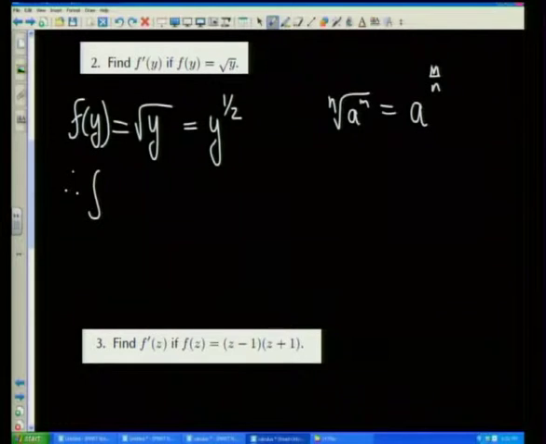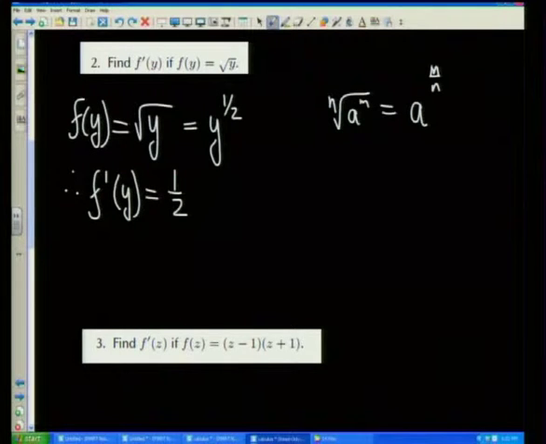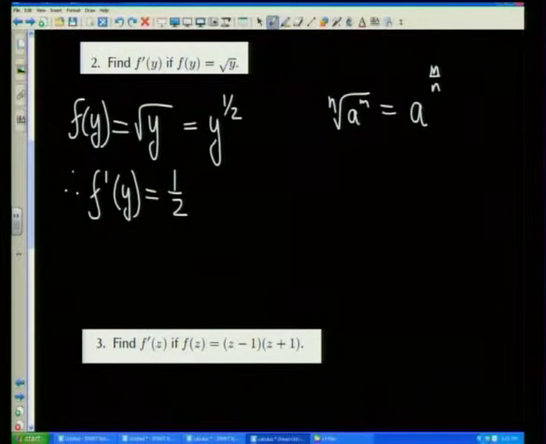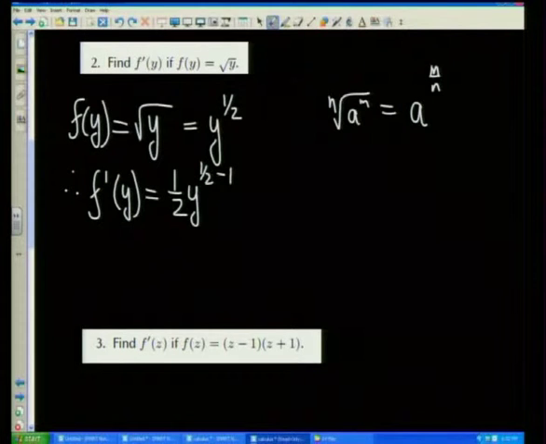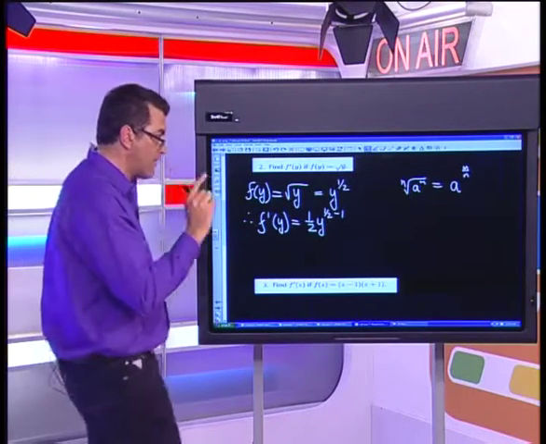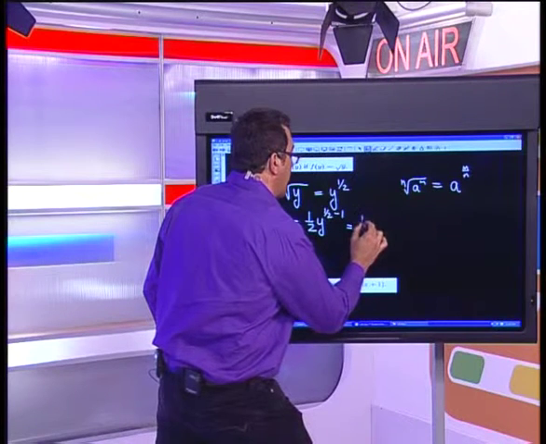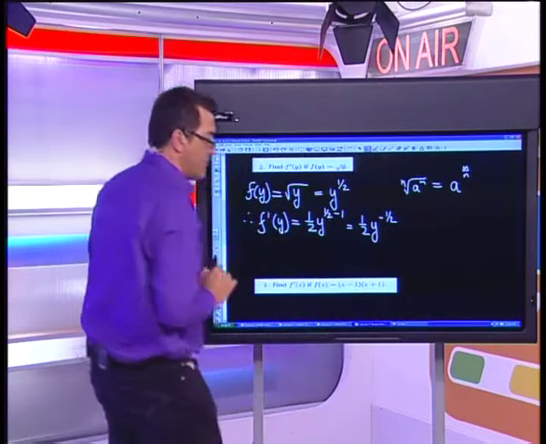Therefore, the first derivative with respect to y will be nothing other than the coefficient comes down. It multiplies with the existing coefficient, which is 1. So it's a half times 1, and that is still a half. The old power, now be careful, is a half minus 1. There's a little bit of mental gymnastics. You know that a half minus 1 is minus a half. So this becomes a half y to the power minus a half.